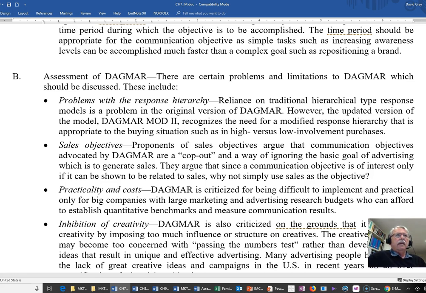So when you're looking at an assessment of DAGMAR, there are some issues that need to be taken into account. It's not all clear cut. There are some grey aspects. There could be problems with the response hierarchy. There could be issues with the sales objectives. There could be issues with practicality and the costs associated with what it is you want to achieve. Some people argue that the DAGMAR approach inhibits creativity, even though I take the view that it's much better to have SMART kind of goals rather than not, so that at least you can start to measure how effective your program is.